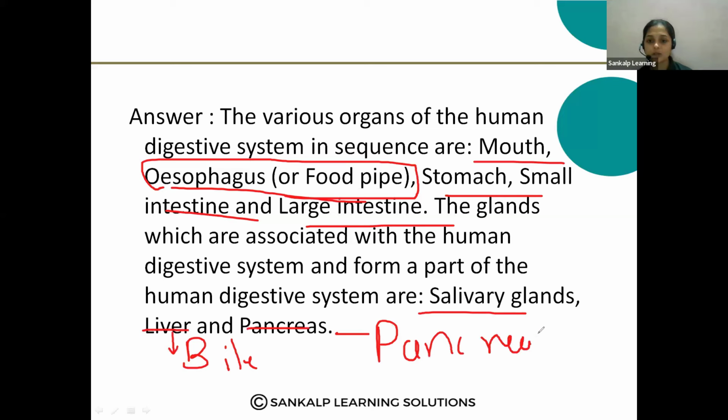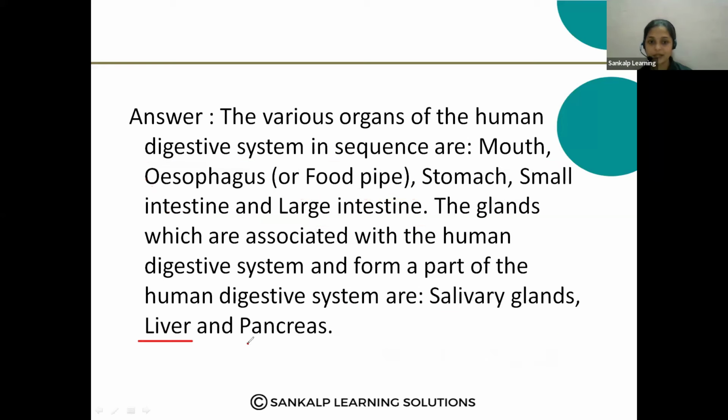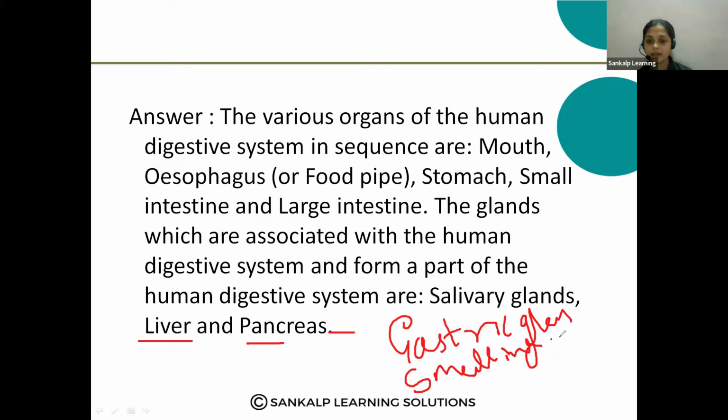The pancreas is also involved in the digestion, and mainly write the answer, that is the gastric glands, that is in the stomach. Okay, so all these you have to mention. So don't write liver and pancreas. This liver and pancreas secrete the juices, pancreatic juice and the bile juice. And one more you have to include, that is the gastric glands. Then small intestinal glands, small intestinal glands.